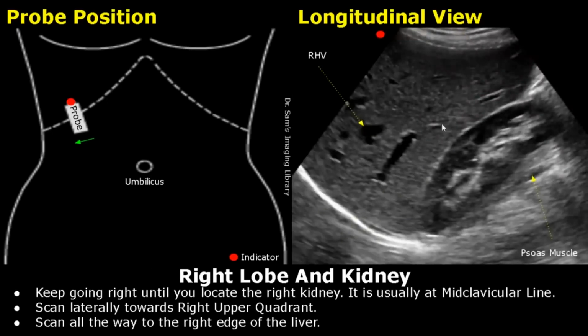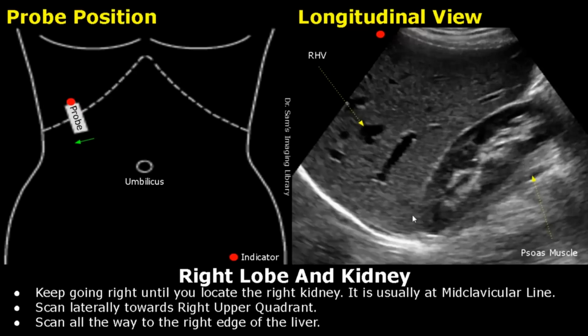Usually it is seen at mid-clavicular line. This is the right lobe. This is the right hepatic vein. We can see both the upper and lower poles of the kidney. This band is the psoas muscle.